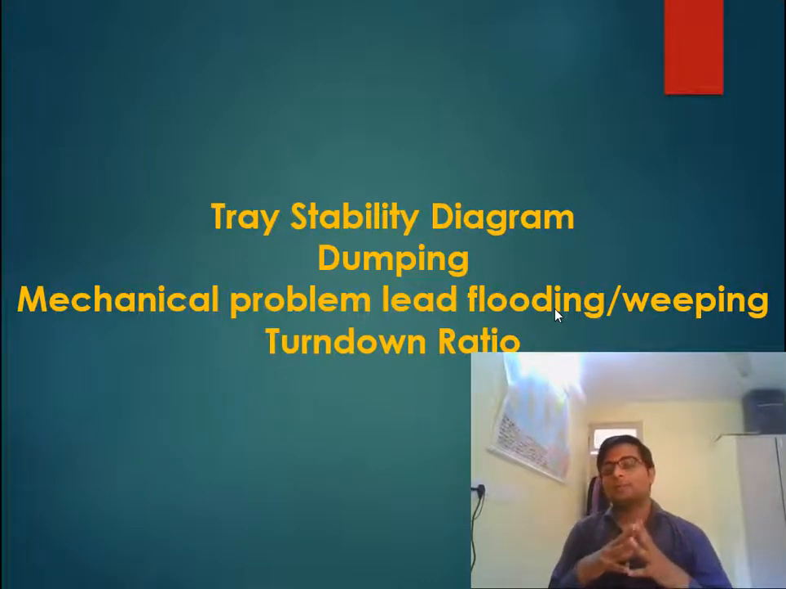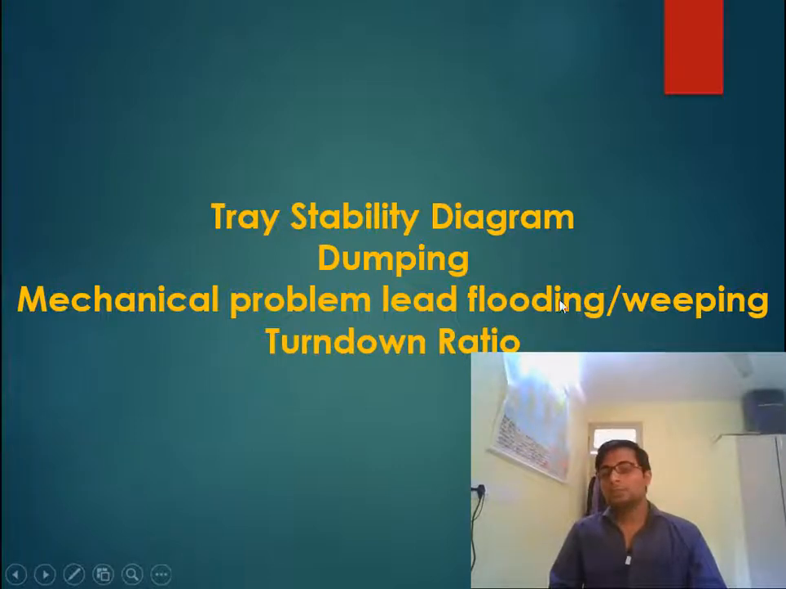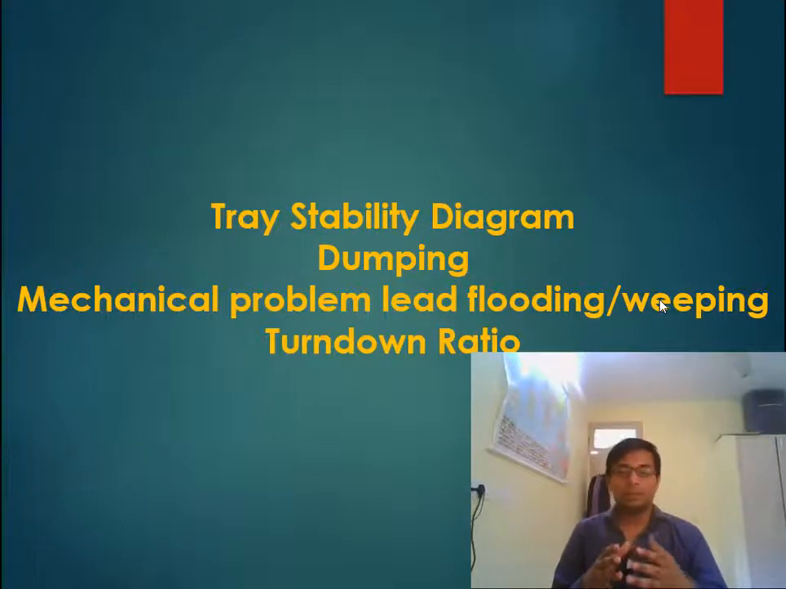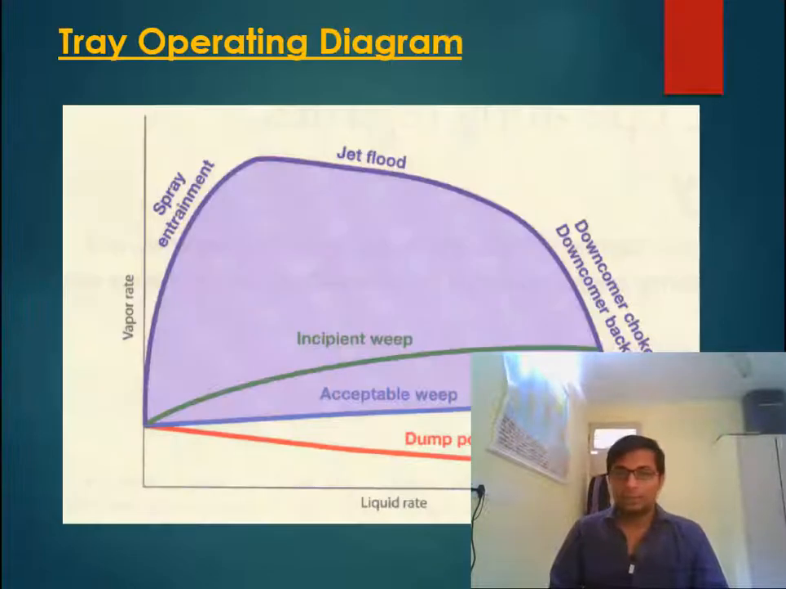In this part, we are going to discuss the tray stability diagram or performance diagram, which in some places is also written as tray operating diagram. We are also going to discuss dumping in detail, because in part 1 we have just introduced the concept of dumping. We hadn't gone into detail, so we are going to cover dumping in detail in this part. We are also going to discuss mechanical problems which may lead to flooding and weeping in a column. And we will conclude this part by defining turn-down ratio. So let us start our lecture.